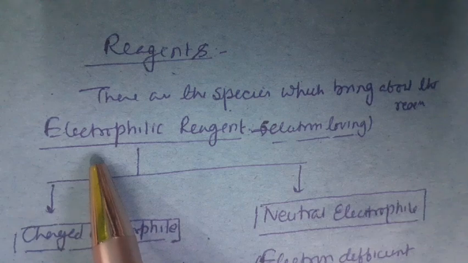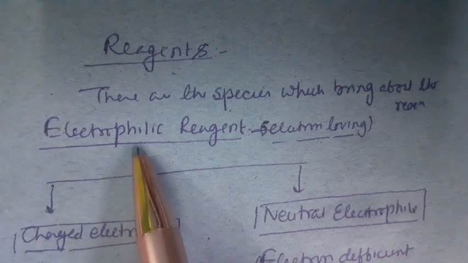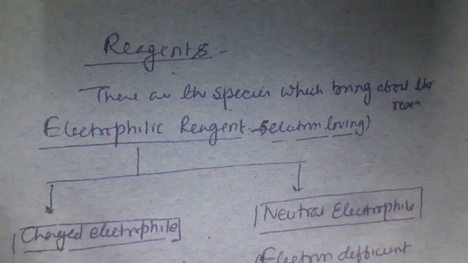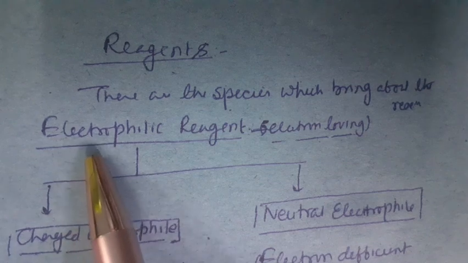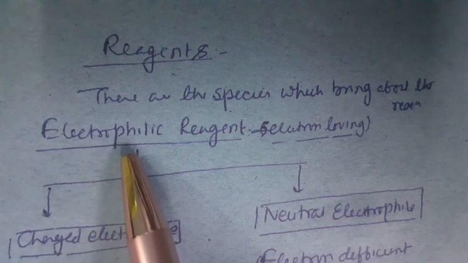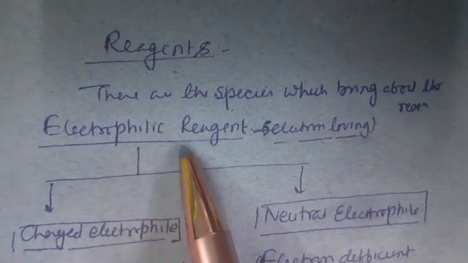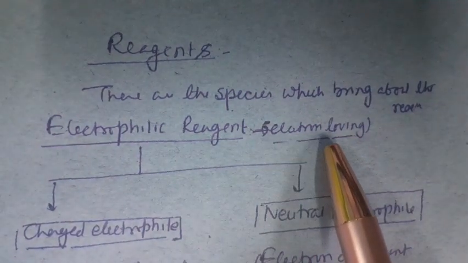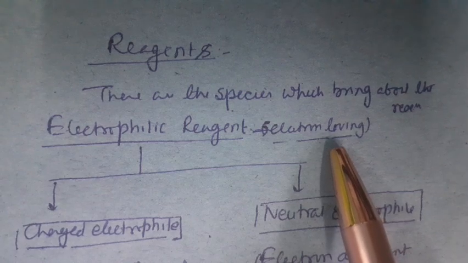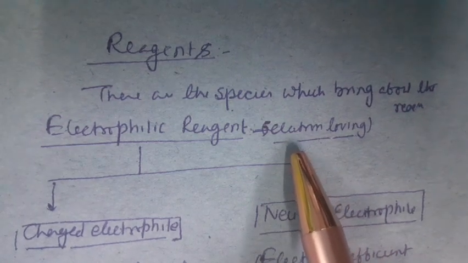The classification of reagents on the basis of charge is of two types, one of which is called electrophilic reagent. Electrophilic reagents are reagents which are electron loving. The word electro comes from electron, and philic means having a tendency to gain electrons. So electrophilic reagents can be said to be electron loving or electron deficient. If they have a deficiency, then they have a tendency to accept or acquire electrons.